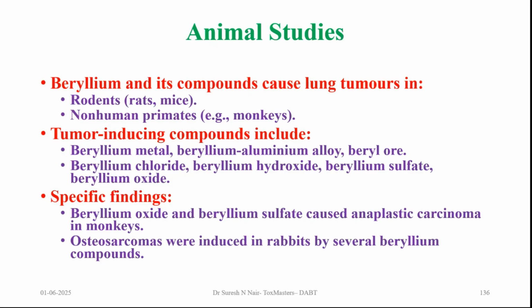Then animal studies have shown that in rodents it is toxic. It is producing lung tumors in non-human primates and rodents. Then tumor-inducing compounds. The specific findings include anaplastic carcinoma in monkey, osteosarcoma in rabbit. But whether it is applicable to human beings is still a debate.